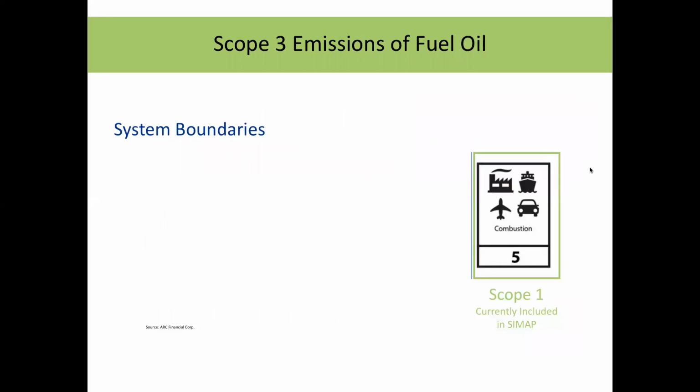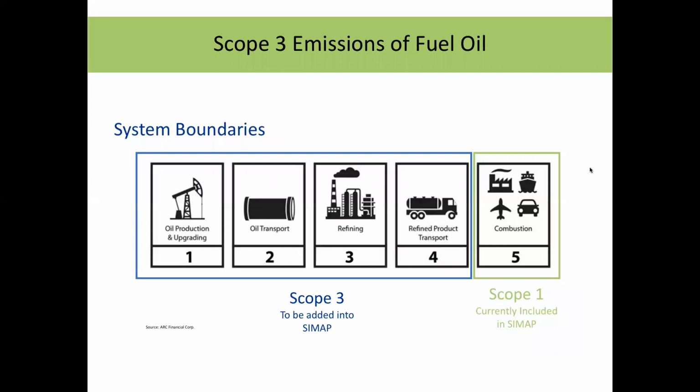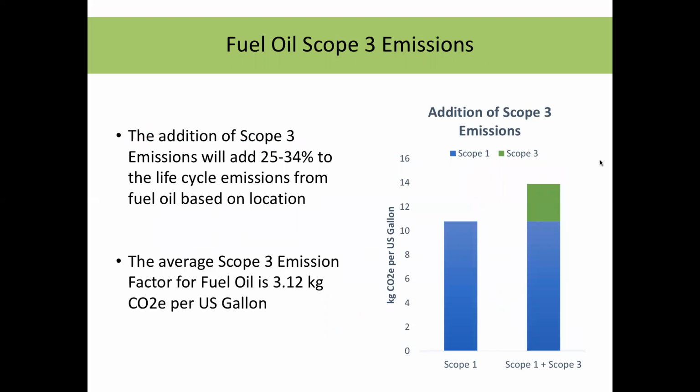So the Scope 1 emissions that are currently included in SIMAP only include the combustion phase of the fuel oil life cycle, but there are several upstream phases that are not included in SIMAP yet, and those belong in the Scope 3 category. These stages include all the emissions that occur between the extraction of the crude oil from the ground all the way through the delivery of the refined fuel to the oil consumer.